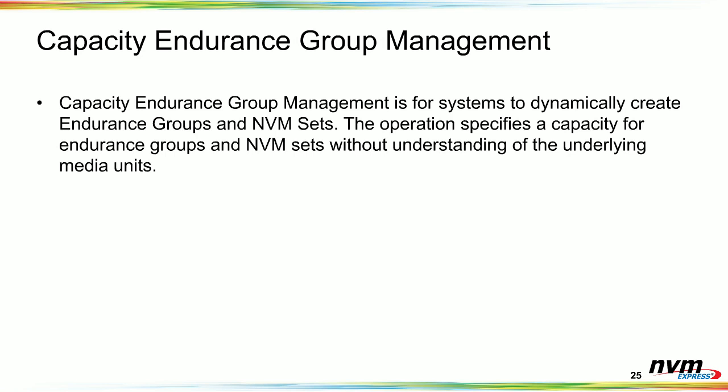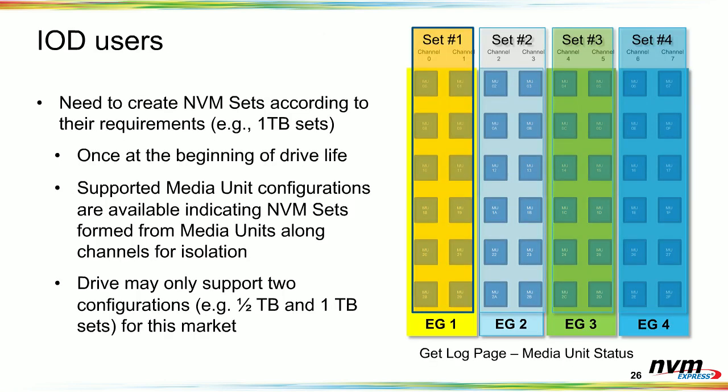So those are the two types, if you will. For I/O determinism users, they need to create some NVM sets according to their requirements. Let's say they need 1 terabyte sets isolated from it. So here's an example of a 4 terabyte drive. The configuration would be to set up 4 NVM sets, each with their own endurance group, like I was saying.